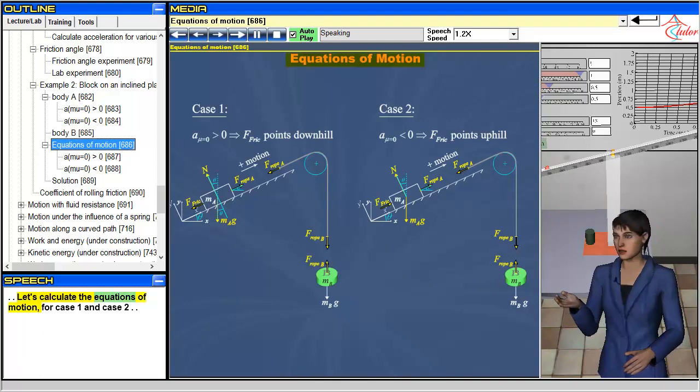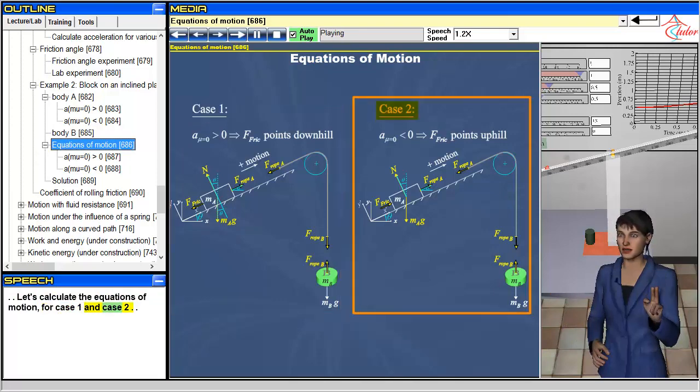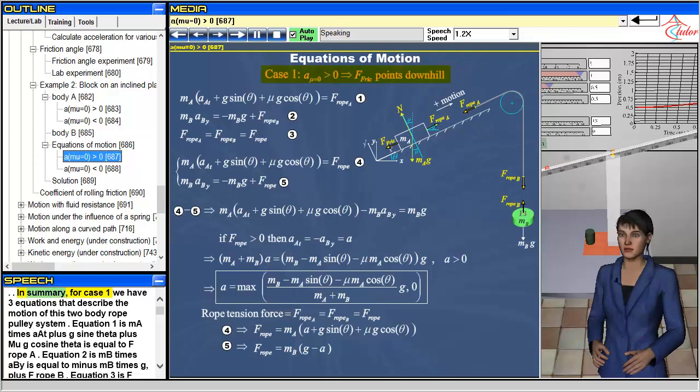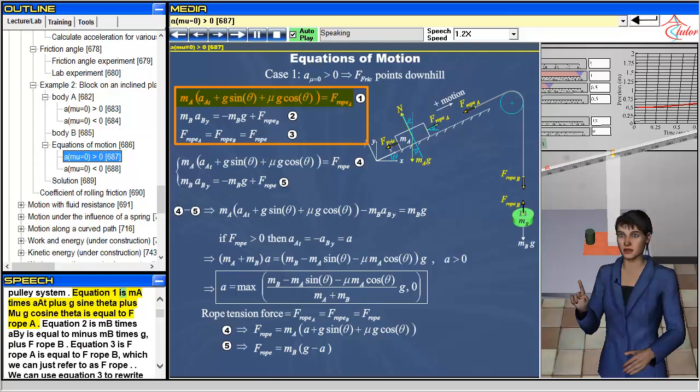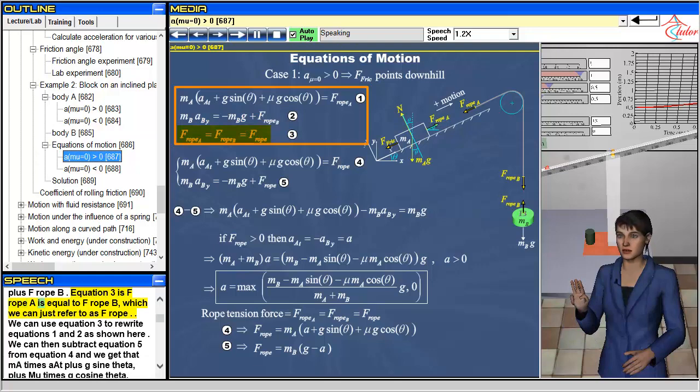Let's calculate the equations of motion for case 1 and case 2. In summary, for case 1, we have three equations that describe the motion of this two-body rope pulley system. Equation 1 is ma times (a_A^t plus g sine theta plus mu g cosine theta) is equal to F rope A. Equation 2 is mb times a_By is equal to minus mb times g plus F rope B. Equation 3 is F rope A is equal to F rope B, which we can just refer to as F rope.